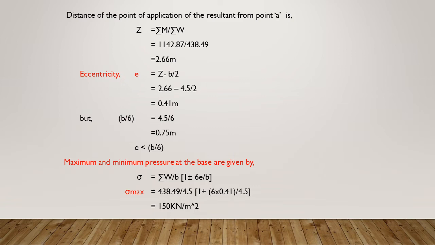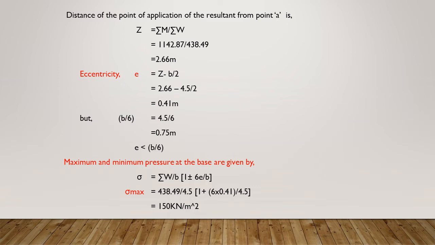So the eccentricity formula is e = z minus b by 2. So z is 2.66 and b is equal to 4.5 meter, which is the width of the base slab. So e is equal to 0.441 meter. We have one condition: e should be less than b by 6. So b by 6, 4.5 divided by 6, is 0.75. So this condition is safe.